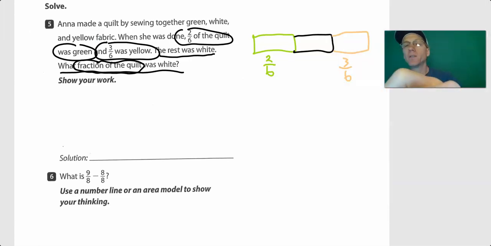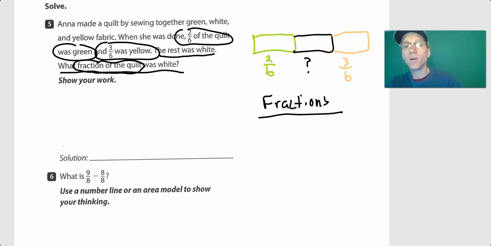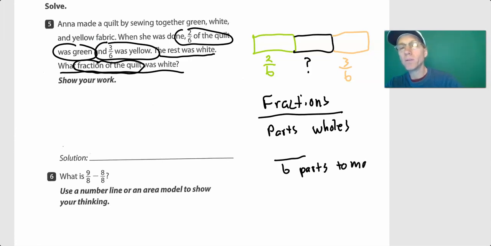And the question is, so how far is this part here? So again, with fractions, it's always going to be parts and wholes. Okay, so we know that 6 means it's 6 parts to make a whole.